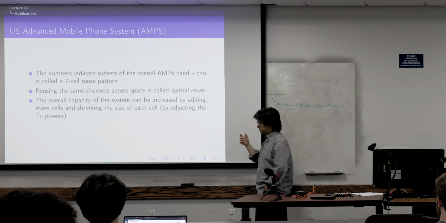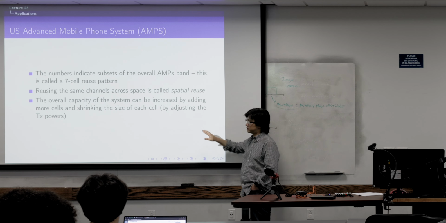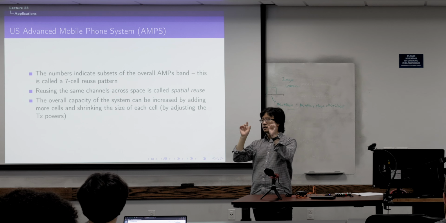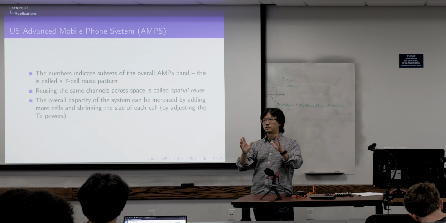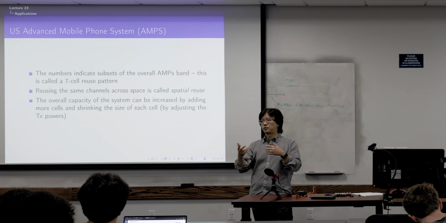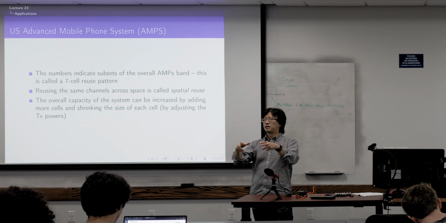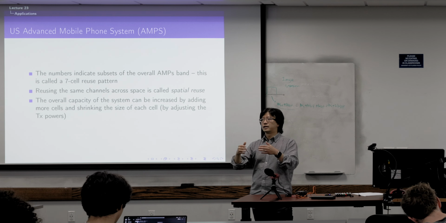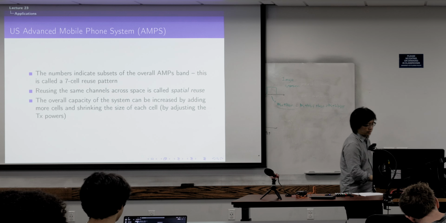Nowadays the difference between the current technology and this technology is that we make the cells smaller and smaller, and make the antennas more directional. They're called femtocells or picocells, whatever. That's a small cell. If we make the cells smaller and smaller and keep using this pattern, it means we can transmit more within a certain area. That's basically the idea.